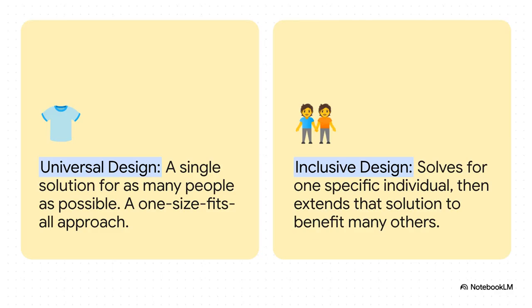Now, this is a really important distinction. You've probably heard of universal design, right? That's the one that tries to create a single one-size-fits-all solution. Inclusive design, though, it does something different. It starts by solving a problem for one specific person, and then it extends that solution so it ends up helping tons of other people.